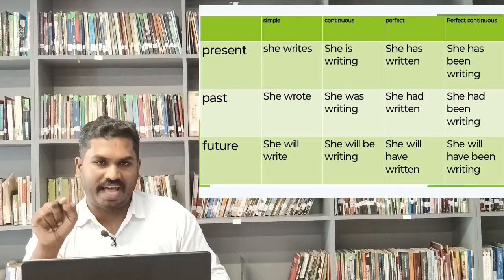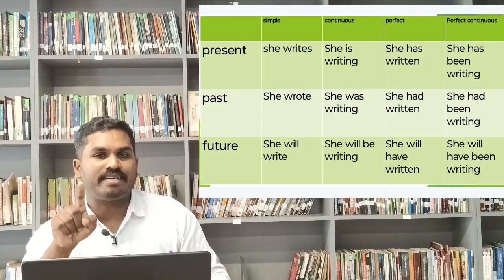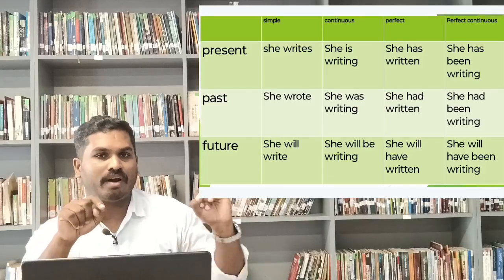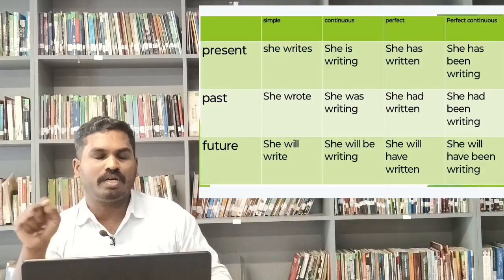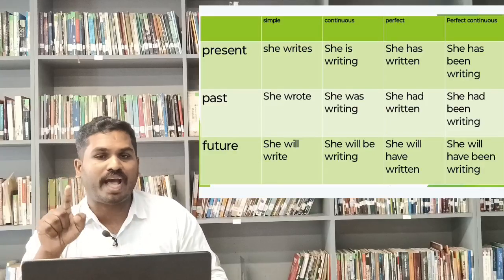So we can use she has, and you know that we must use the third form of the verb with this has or have or had. So we can use she had written. Okay, you know that write, wrote, written. So written is the third form of the verb write. So we can use she has written.